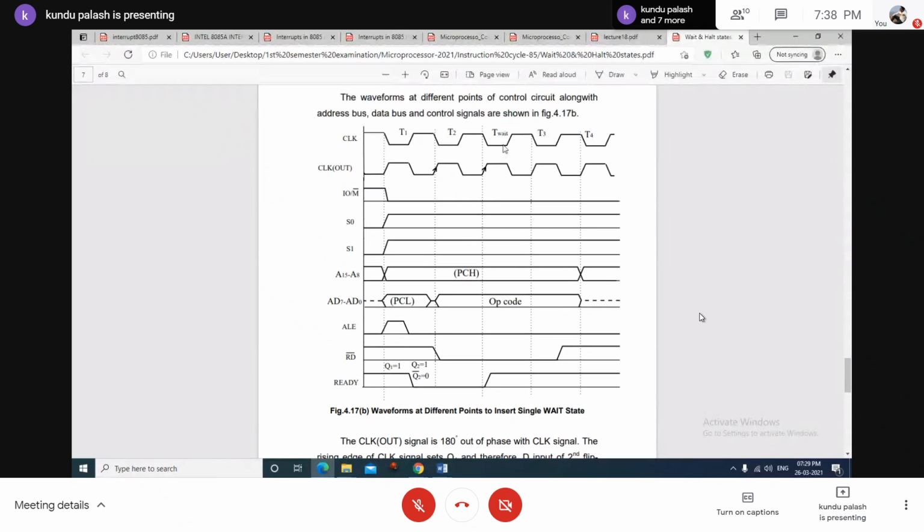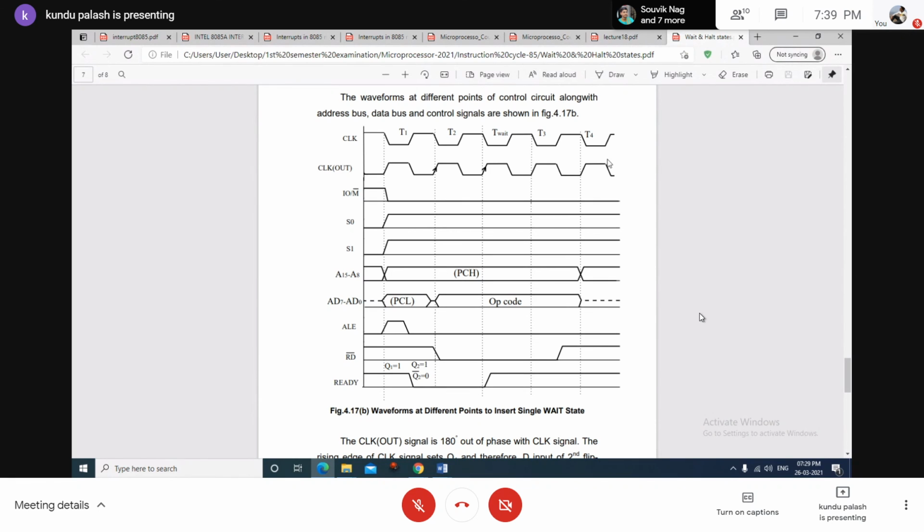Nothing will progress. So you can see over the other timing and control signals, address bus, data bus, all the signals will stay in the last state. And after completing the wait state, it will normally progress over the T3 and T4 states. So that is controlled by the ready input.